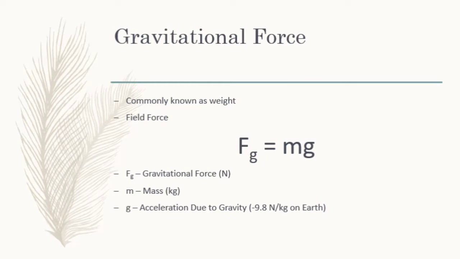So in this equation, it's basically the F equals ma equation, except a is a constant. Fg represents gravitational force, m represents mass, usually in kilograms, and g is the acceleration due to gravity. Now, most of our problems are going to be on Earth, so g is going to be negative 9.8. But you will get some problems where we'll tell you we're on Mars or somewhere else, and we'll give you the gravity in that case.